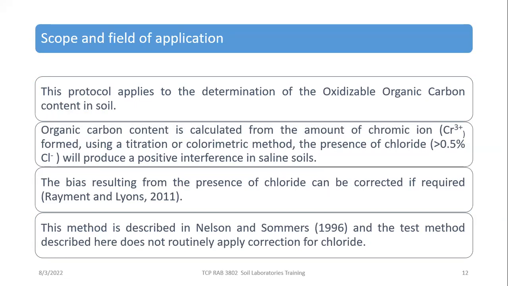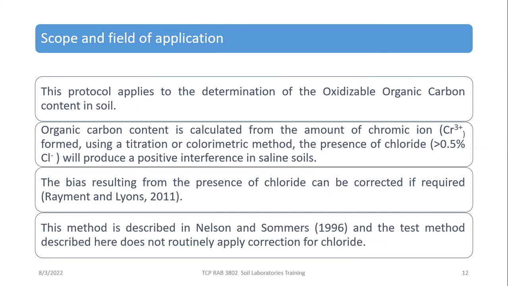This is the standard operating procedure. Its scope and field of application is to determine oxidizable organic carbon content in the soil. Basically, it determines the organic carbon that is oxidized by potassium dichromate. The organic carbon content is calculated from the amount of chromic ion formed. And in this method, you can use a titration or colorimetric method. Both of them are applicable.